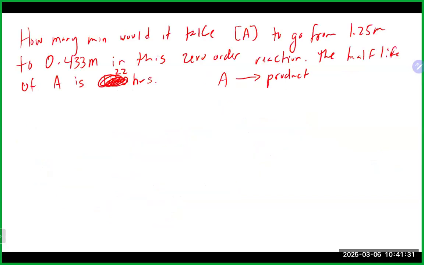All right, let's try one more here. How many minutes would it take A to go from 1.25 molar to 0.433 molar in this zero order reaction? The half-life of A is, I scribbled it out, but I guess I ended up with 22 hours. Let's try that. It popped up on this slide, so why not do it? Let's see what you end up with here.